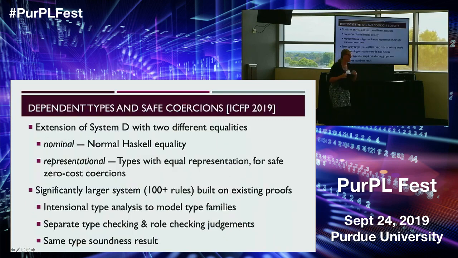Okay, the other extension is a much more significant extension. Haskell has this feature called safe coercions. If you have a newtype, it allows you to, for free, coerce between the newtype and its underlying representation. You don't have to pay any cost to do that coercion. So it allows you to have these abstractions without any cost.